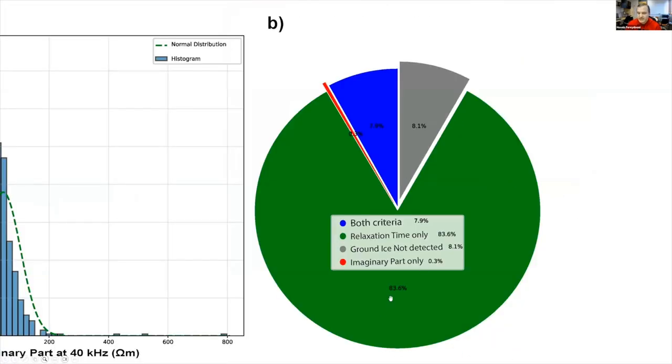The results show that both criteria, the imaginary part and the relaxation time, are in agreement in only 8%, which is not too much, and the imaginary part alone could detect ice in less than 1%. At the same time, by the relaxation time alone, we could detect more than 80% of ground ice, and around 8% or 9% of the data is not identified as ice by either method.